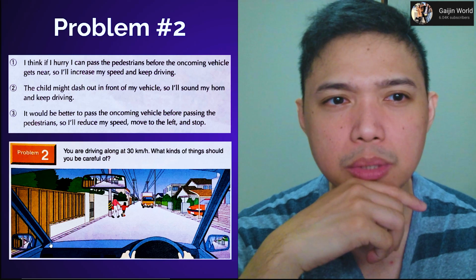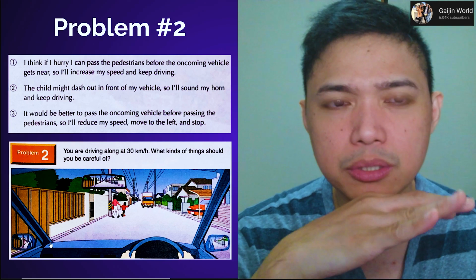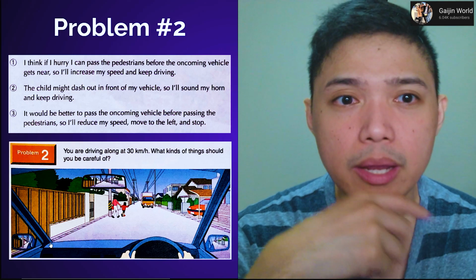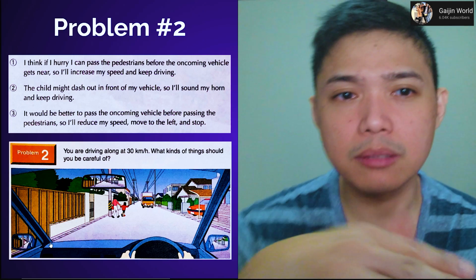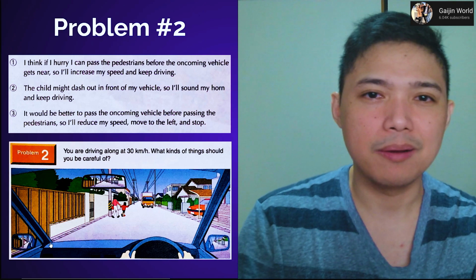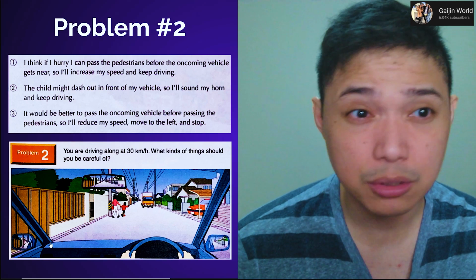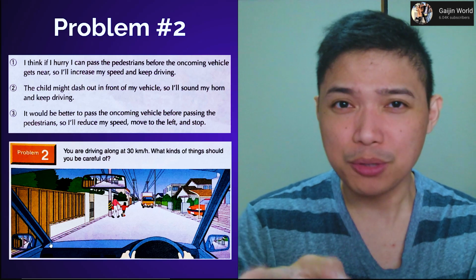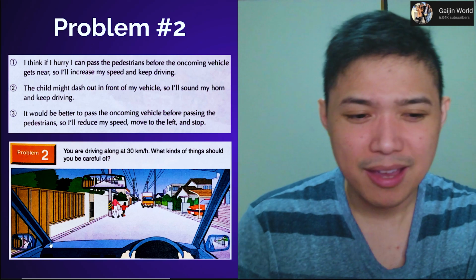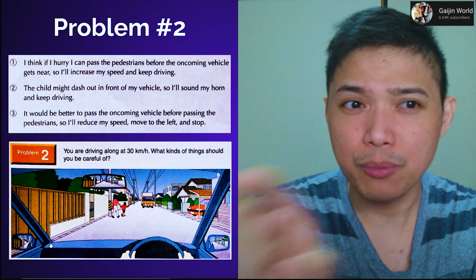It's much safer to just reduce your speed a little bit more and try to move to the left side, and just let the oncoming car pass by. So my answer here is false, false, true. And how about you? Try to answer it by yourself and assess what the answer should be for this problem.